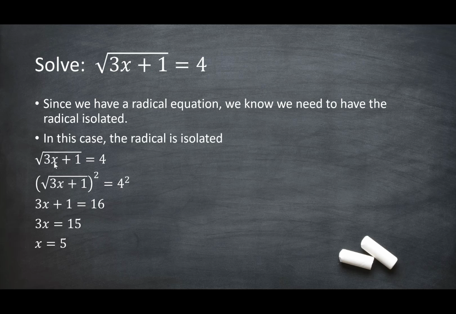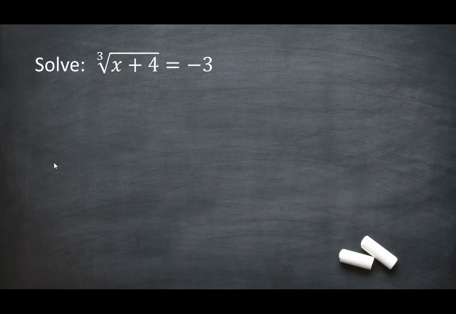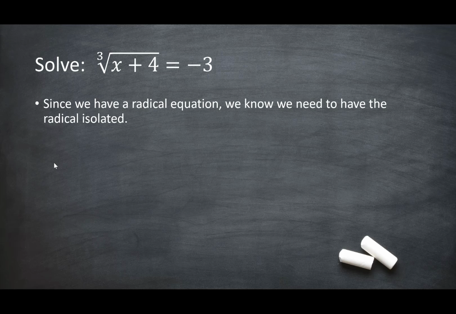In this case, we have that the cube root of x plus 4 is equal to negative 3. I'd just like to point out that since this is an odd root, we can have odd roots equaling negative numbers, because the cube root of negative 8 is negative 2. So we do take odd roots of negative numbers.